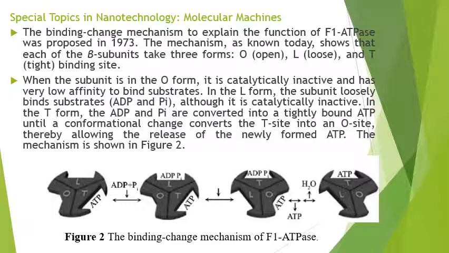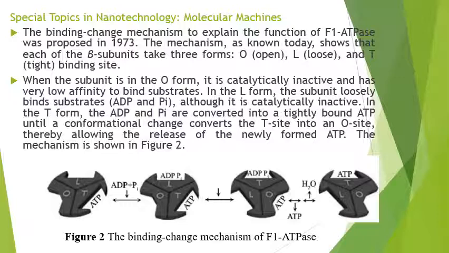The binding change mechanism to explain the function of the protein-based molecular machine was proposed in 1973, and that mechanism is known today. It shows that each of the beta subunits takes three forms: O, L, and T. O stands for open, L stands for loose, and T stands for tight. So each of the beta subunits takes three forms: open, loose, and tight binding site.